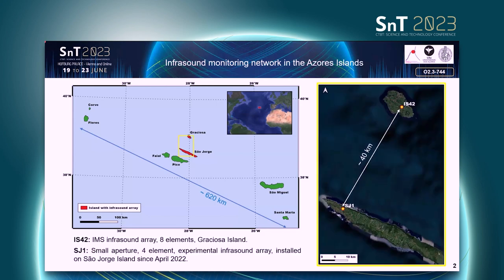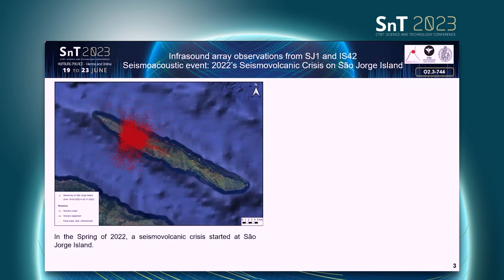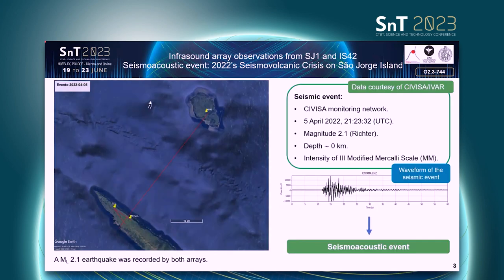In Graciosa, we have the IS-42 station, and in São Jorge, we deployed last year an experimental infrasound array in the context of a seismic volcanic crisis. In this sequence, we had an earthquake that generated infrasound, a seismoacoustic event. The CVISA monitoring network deployed on the island detected this very shallow earthquake of low magnitude, and this event was detected by both of the arrays.